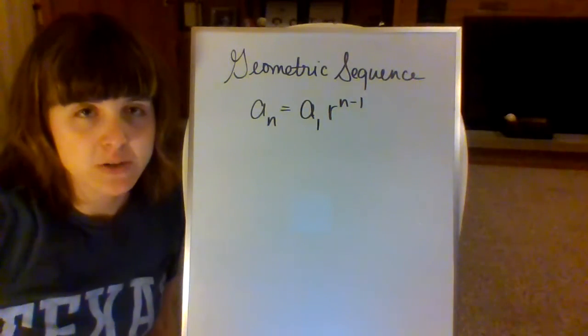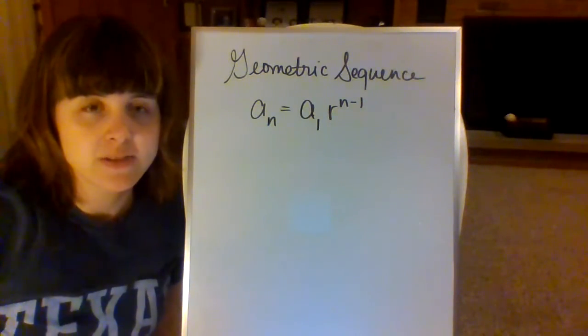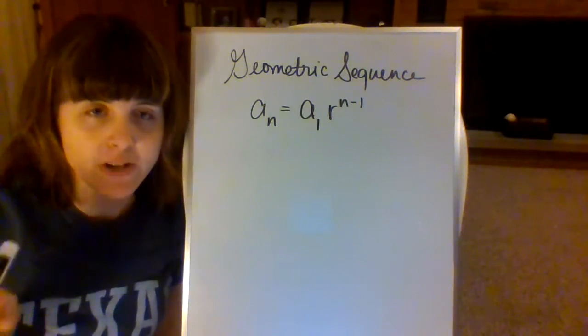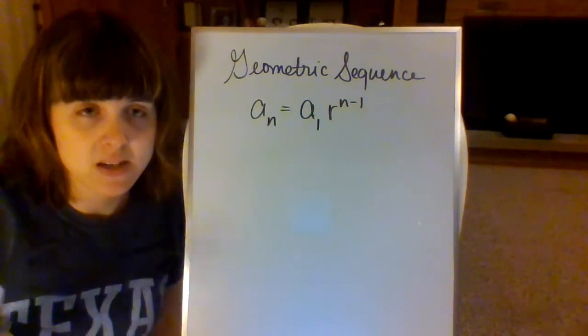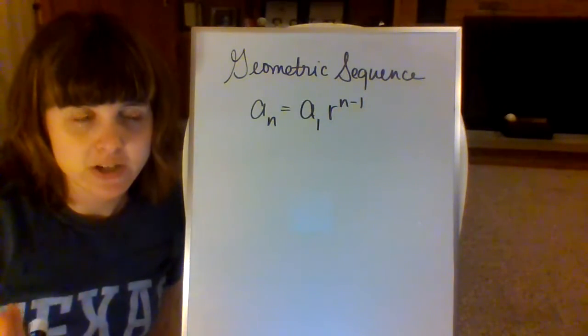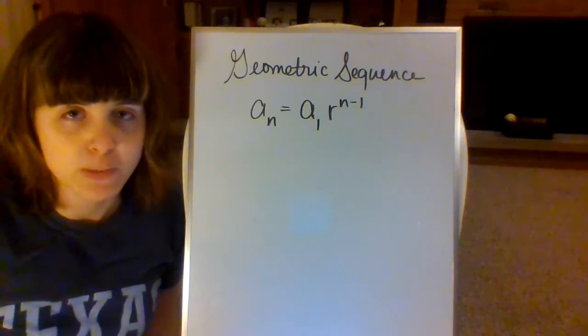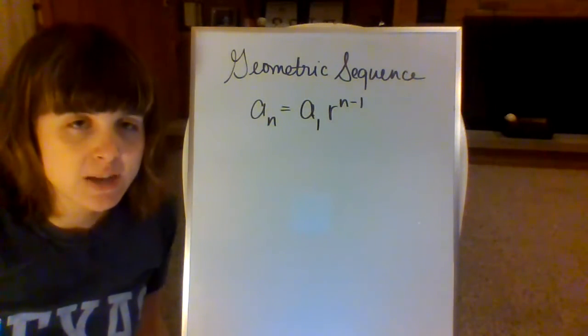Yesterday we talked about arithmetic sequences, and the difference between the two is that with arithmetic sequences, you're adding or subtracting the same thing each time to get the next number, whereas with geometric sequences, you're either multiplying by a whole number or you're multiplying by a fraction each time to get the next number.